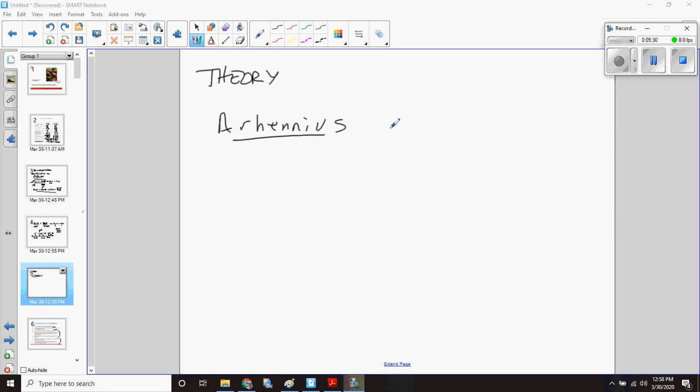There are really two theories for describing what makes an acid and a base. They don't always work. The theory we're going to talk about right now is known as Arrhenius theory. It works okay for the stereotypical acids and bases, and it says this. It says that an acid is something that is going to put hydrogen ions into solution.